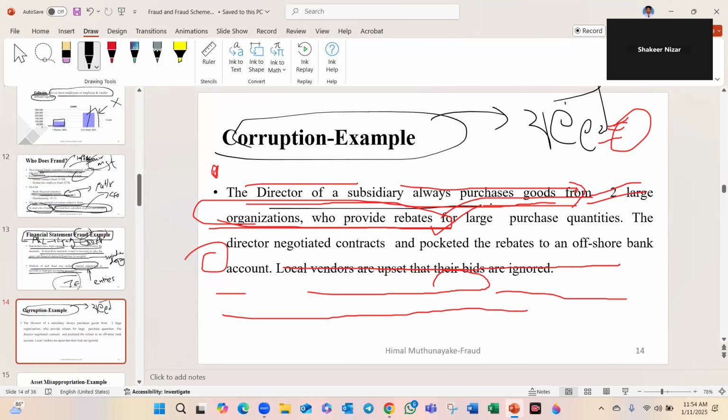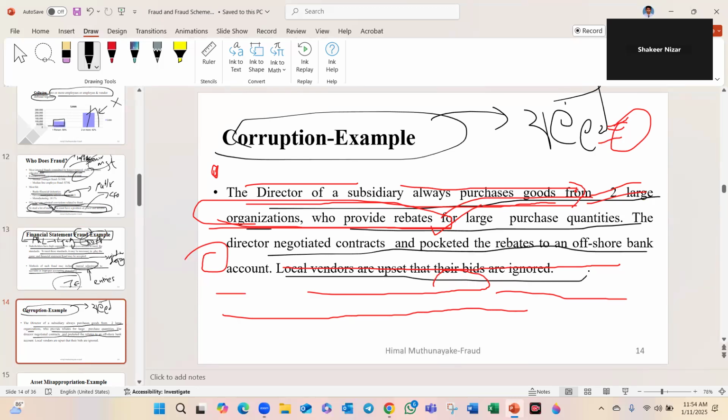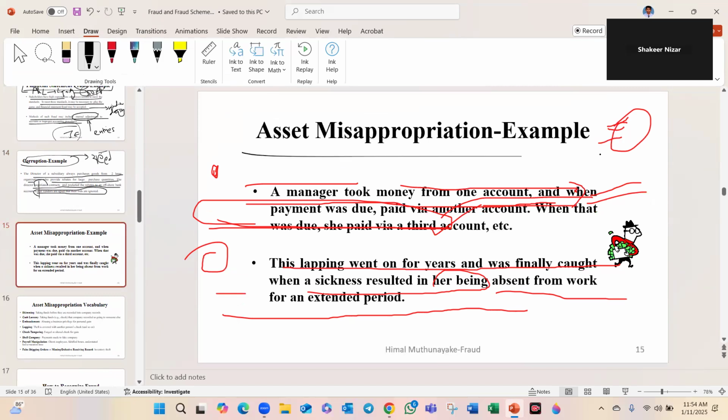The director of a subsidiary always purchases goods from two large organizations that provide rebates for large purchase quantities. He negotiated the contract and diverted the rebates to an offshore bank account. Local vendors are upset that their bids are ignored. This is corruption.